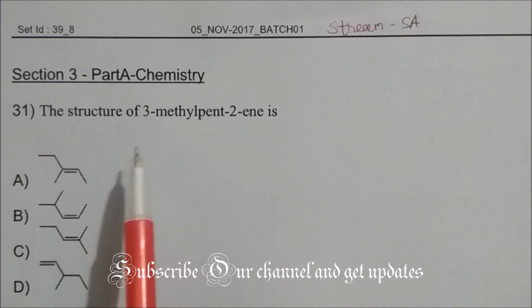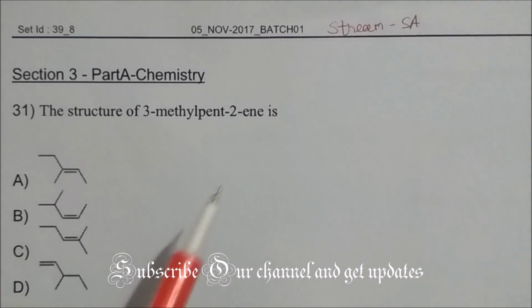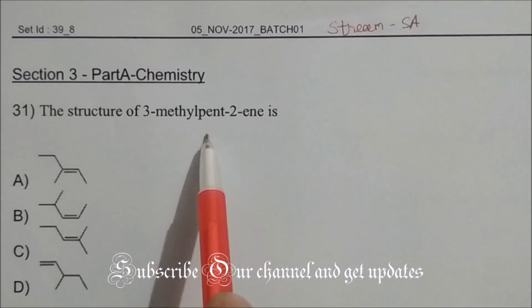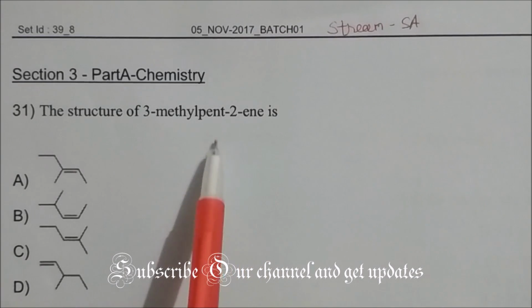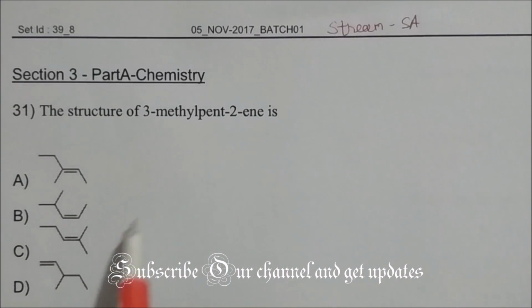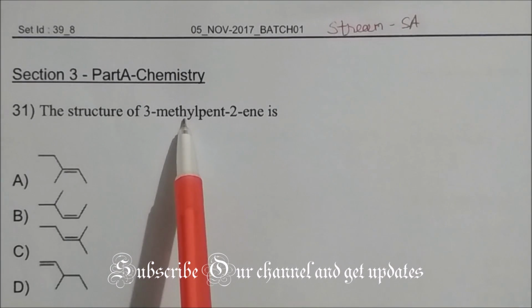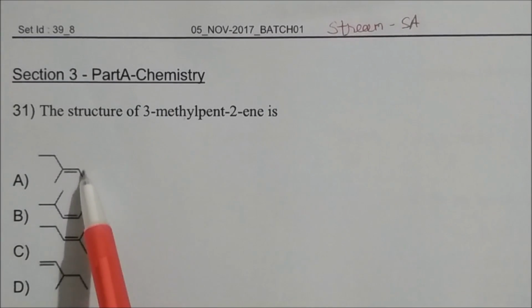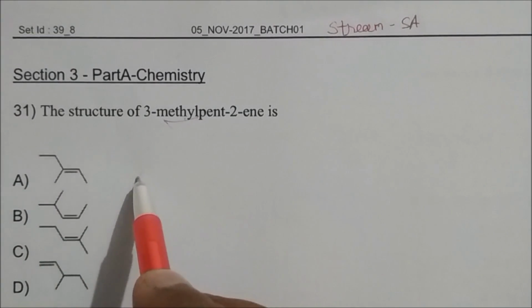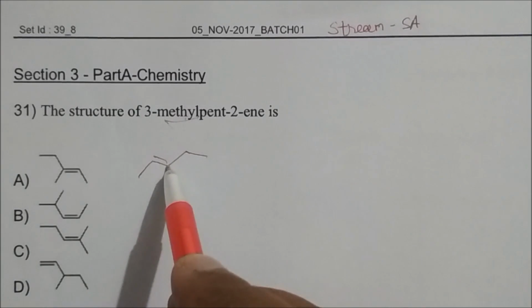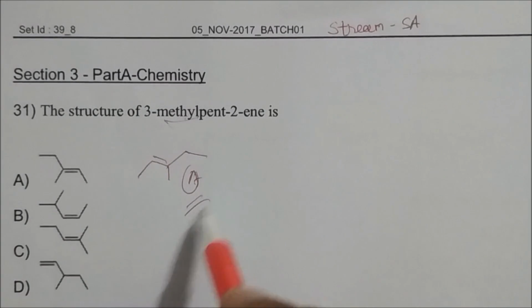Question number 31. The structure of 3-methyl pent-2-ene is, so this is the nomenclature. You have to take the longest carbon chain, that is pentene, 5 carbons. Pentene means 5 carbons, and the second carbon has a double bond. So from this we can see the second carbon has the double bond, and the third carbon has the 3-methyl. So this is the 5 carbon chain with the double bond and methyl. So A and C is the correct answer.